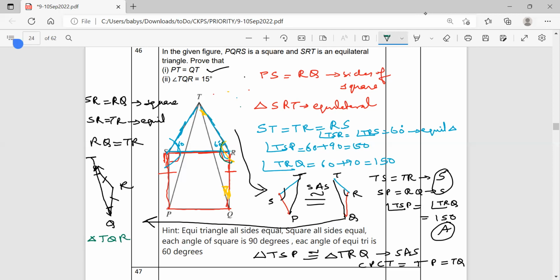you will get what? 60 plus 90 is 150. 150 plus each of the yellow angles, let me call them x. 150 plus 2x is equal to 180, isn't it? So in other words, 2x is 180 minus 150, which is 30, or x is equal to 15. So x is equal to 15.